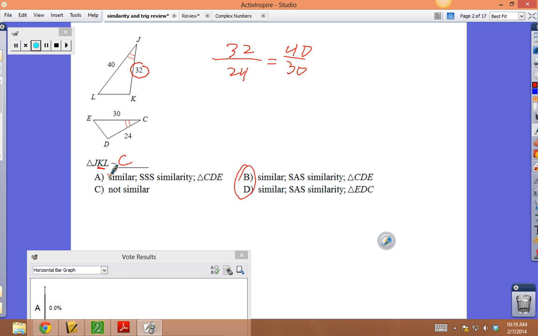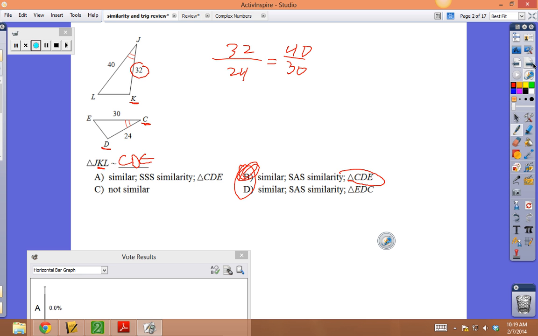K, what one's going to match up with K? How come K matches up with D? Because they're both on the smallest. It goes C to D, that's the smallest side. J to K, that's the smallest side. So this has to be E. So make sure you get the order right. Don't mess up the order.